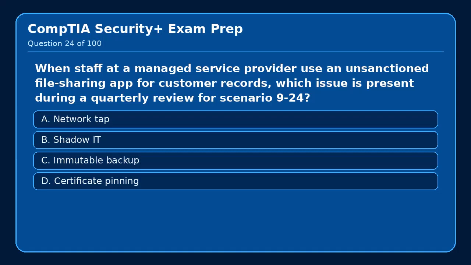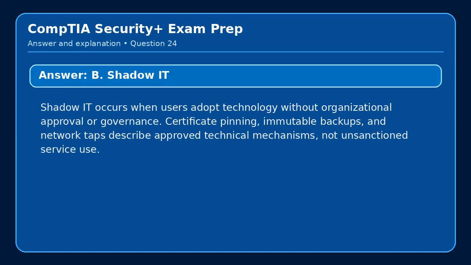Question 25. Which attack uses stolen username-password pairs from one breach to try logins at a retail chain's portal while preparing a remediation plan for scenario 9-25? A. Credential stuffing. B. Birthday attack. C. Authentication flood. D. DNS zone transfer. Take a moment to choose your answer. The answer is A. Credential stuffing.